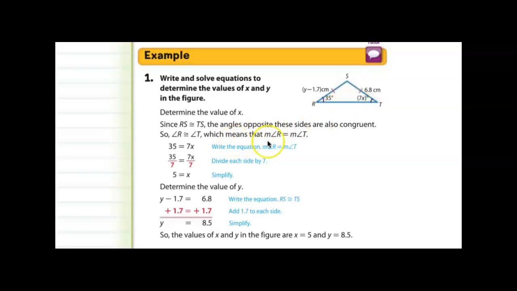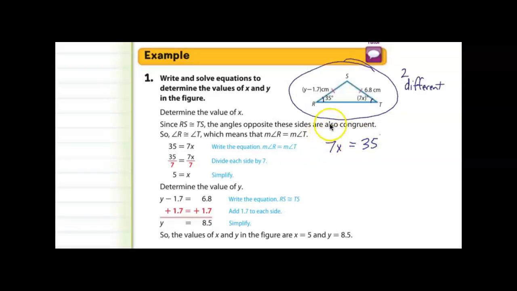Okay. What is confusing to some children is that we're going to use this picture to solve two different equations. So we're going to use information to solve two different things. Now, the first thing we're going to try to figure out is how to solve for this x. So we have 7x is equivalent to 35 degrees.